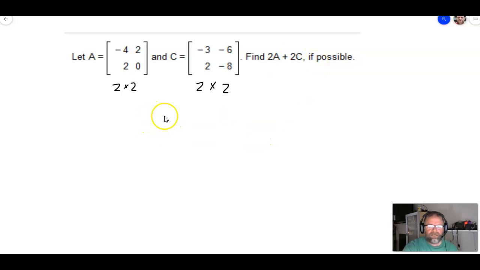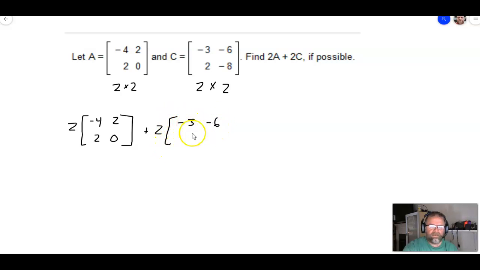So now let's figure this out. We have 2, and then we have A here, which is -4, 2, 2, and 0. And we have plus 2 here, and then we have our C. So we have -3, -6, 2, and -8. So the first thing we need to do is multiply through by those scalars.